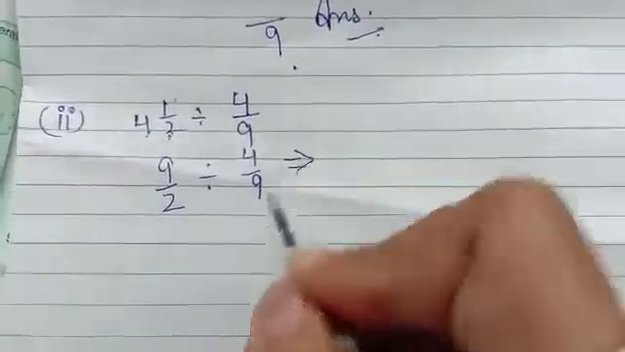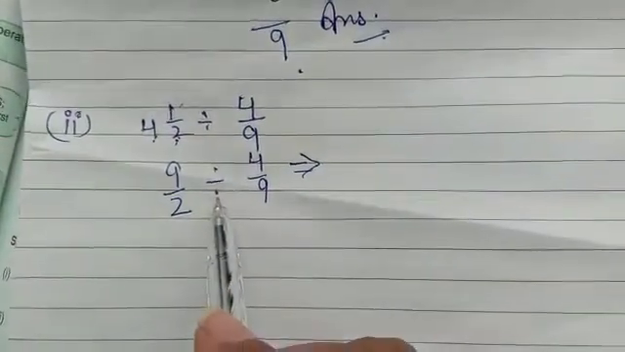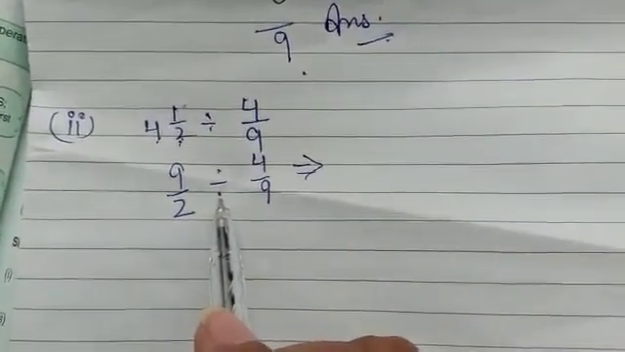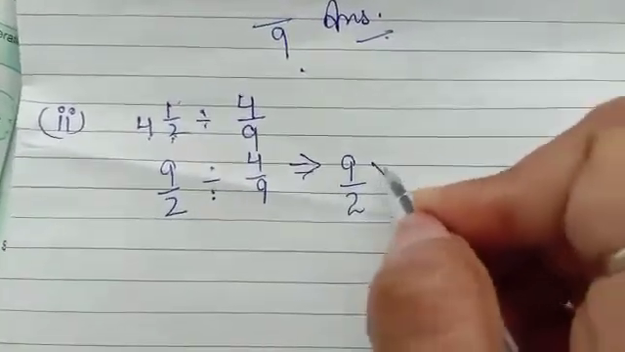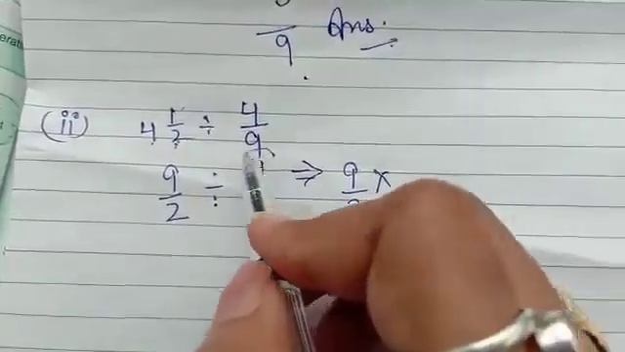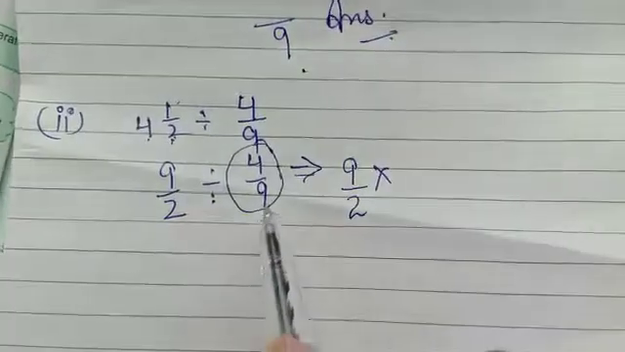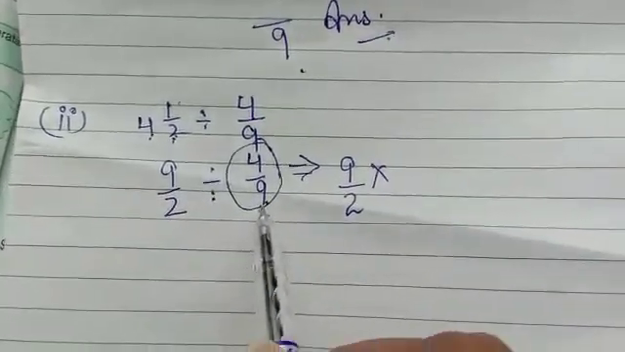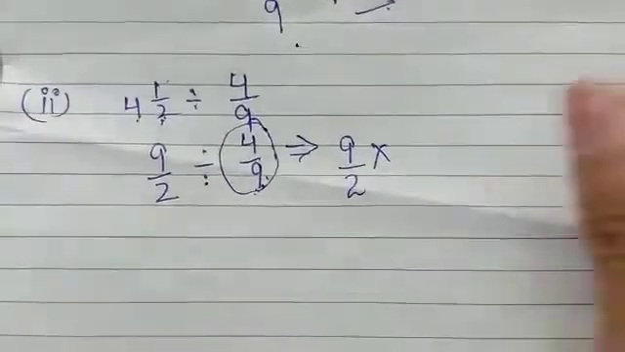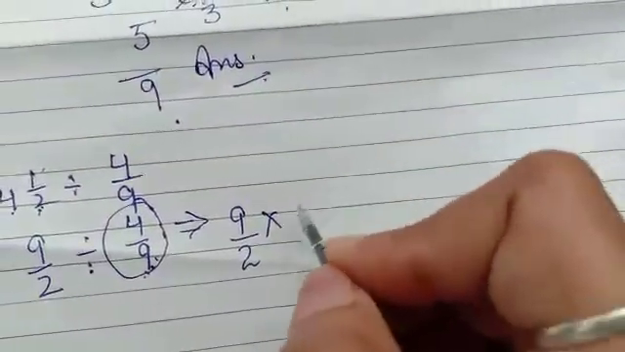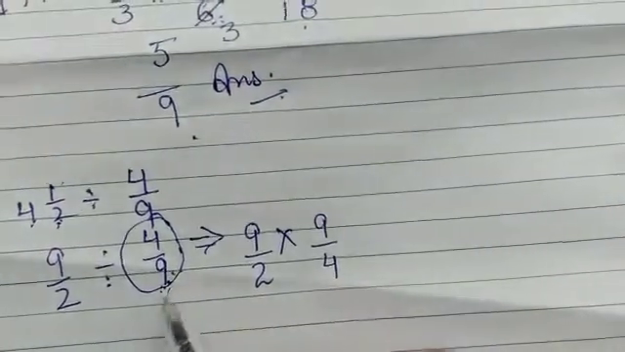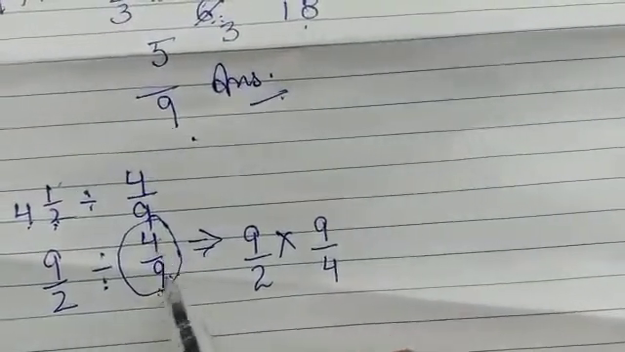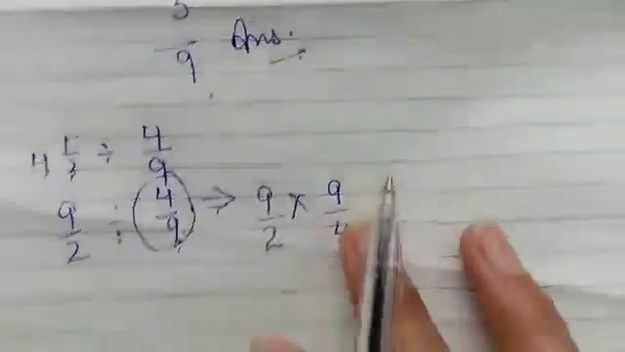And what will we do now? We will change this sign of division into multiplication, yes. And when we change it into multiplication, the reciprocal of this fraction will be taken at that time. So we will do reciprocal. 9 will become numerator and 4 becomes denominator. You have to write it upside down, beta. 4 over 9 you will write as 9 over 4, right?